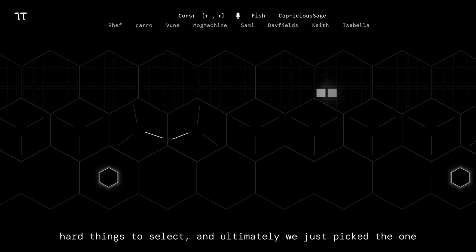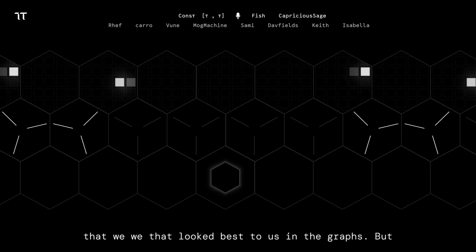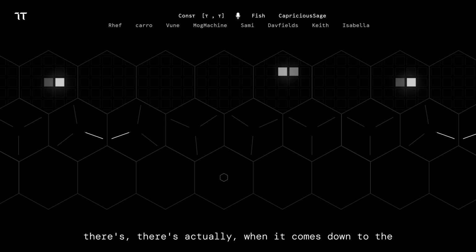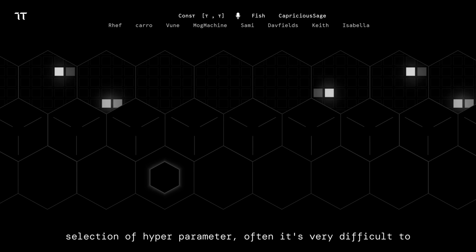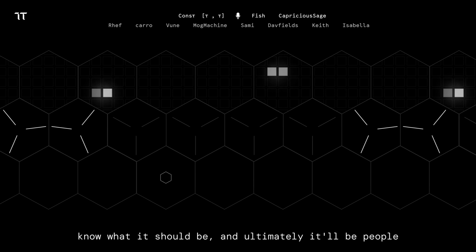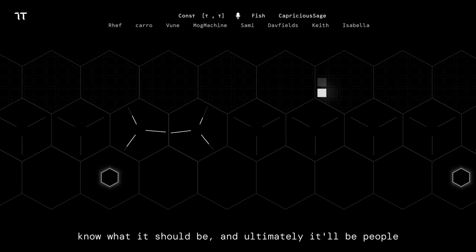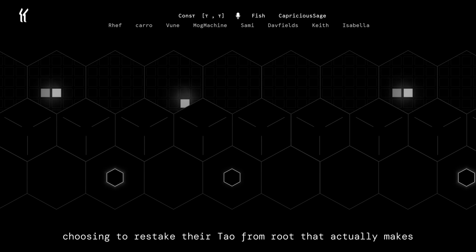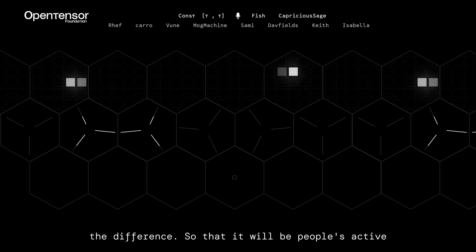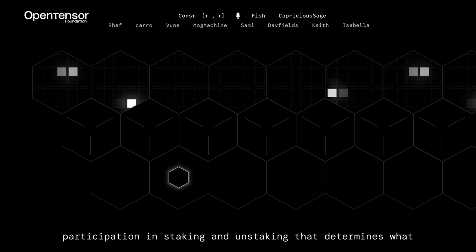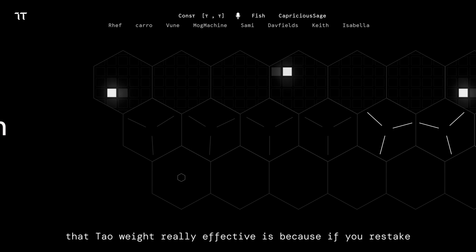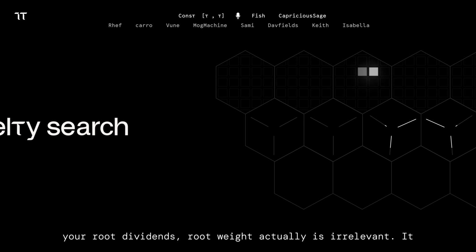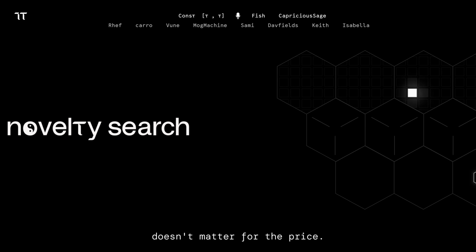These were really hard things to select, and ultimately we just picked the one that looked best to us in the graphs. When it comes down to the selection of a hyperparameter, often it's very difficult to know what it should be. And ultimately it'll be people choosing to restake their tau from root that actually makes the difference. It will be people's active participation in staking and unstaking that determines what that tau weight really effectively is. Because if you restake your root dividends, root weight actually is irrelevant. It doesn't matter for the price.